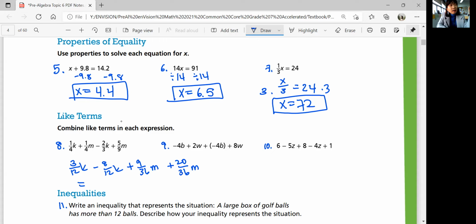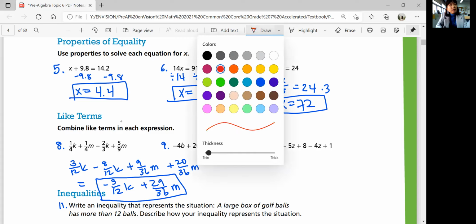So you can combine these coefficients. 3 minus 8 is -5 over 12 K. And then 9 plus 20 is 29 over 36 M. Can you simplify those fractions? No, you can just leave it like that. Okay, that's your expression. It's okay if it still looks complicated. It's still simpler than the original one. Okay, that's okay.